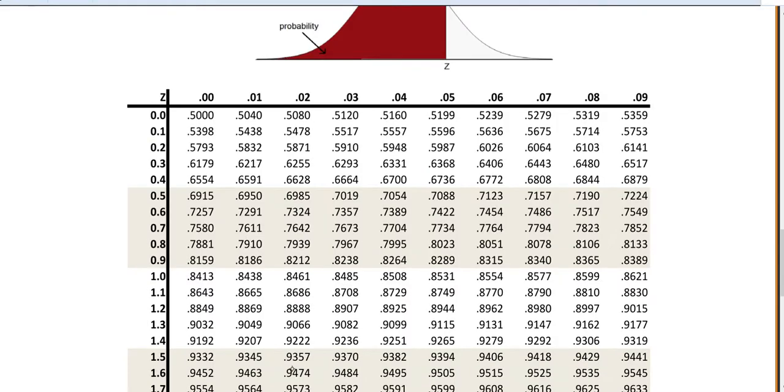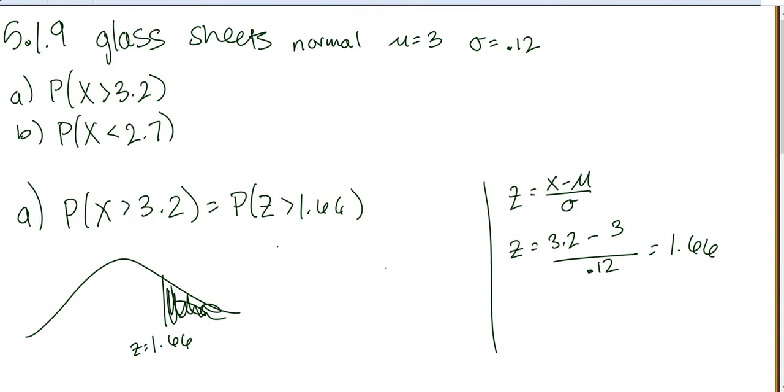So we're at 1.6 here. Go across to the 6, go down, go across. It looks like the area to the left is 0.9515. So this is 0.9515. Okay, so that means this is going to be 1 minus 0.9515, or 0.0485. So that's my final answer.